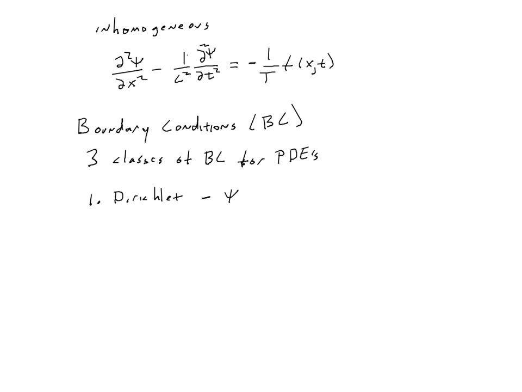And the idea of the Dirichlet boundary conditions is psi is specified at the boundary. An example of that is when you're trying to solve Laplace's equation in electromagnetism, then what happens is you're given what the potential is on each of the boundaries, and then you can calculate what the potential is everywhere else, given what it is on the boundary.